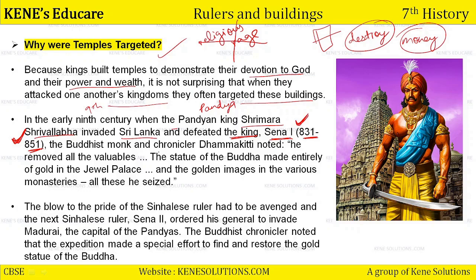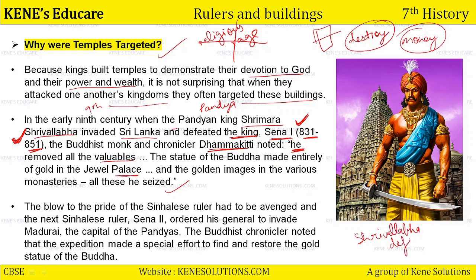There was a Buddhist monk and chronicler, Dhammakirti. He wrote that he removed all the valuables. Here, he means Sri Vallabha. Sri Vallabha removed all the valuables: the statue of the Buddha made entirely of gold in the Jewel Palace, and the golden images in the various monasteries. All these he seized. Sri Vallabha took everything from there. Sri Vallabha defeated Senavan. Sri Vallabha, I will write this.